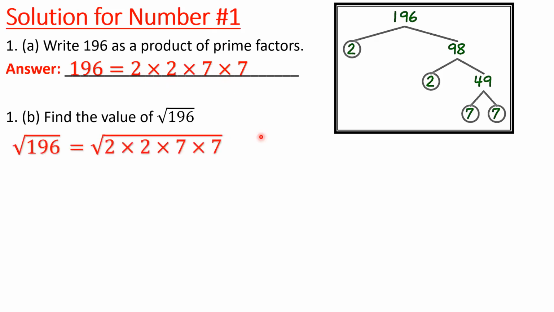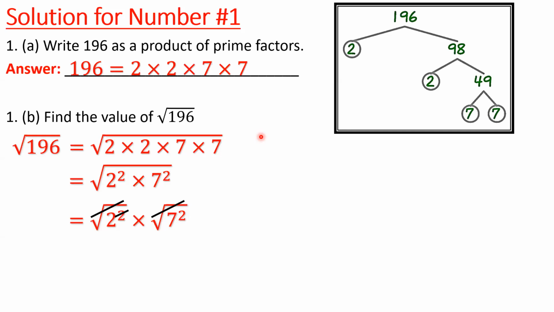I got the square root of 196. I got the square root is 2 times 2 times 7 times 7. I grouped them, so the square root is 2 to the power of 2 times 7 to the power of 2. And when I cancel 2 to the power of 2 and 7 to the power of 2, I got 2 times 7, which is 14. Very good. So that means the square root of 196 is 14.